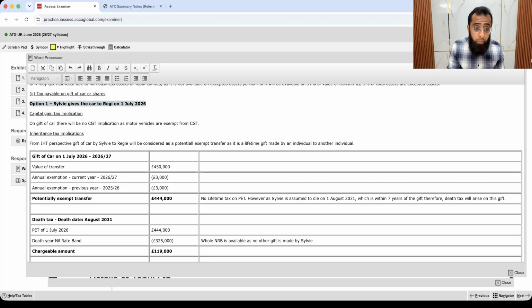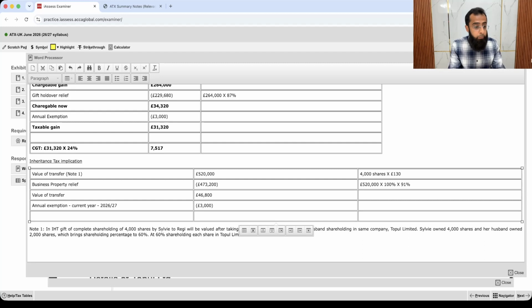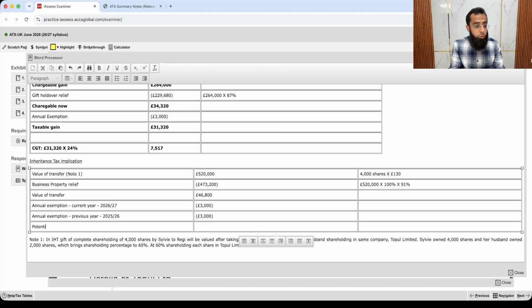Option one is the gift of car. Either that will be done or another option of gifting these shares will be done. Both are not done together. These are two options. So if we are talking about the gift of shares, then in that case also the annual exemption may be available for the current year and the annual exemption of the previous year, 2025-26. So here I go, £3,000. So this gives me a potentially exempt transfer. So 46,800 minus 6,000, it's £40,800.